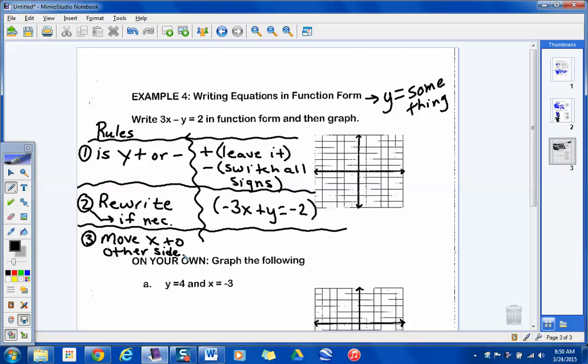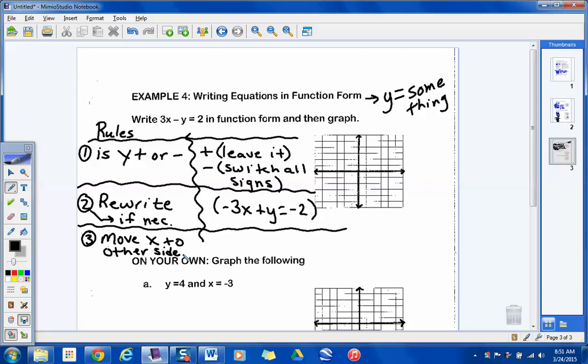If I had something like this in the past, maybe 3x plus 4 equals 8, how would you solve this first? What would you have to do to both sides? You would subtract a what? Subtract 4. Right? So what do the 4's end up doing here? They cancel out. We have 3x equals 4.